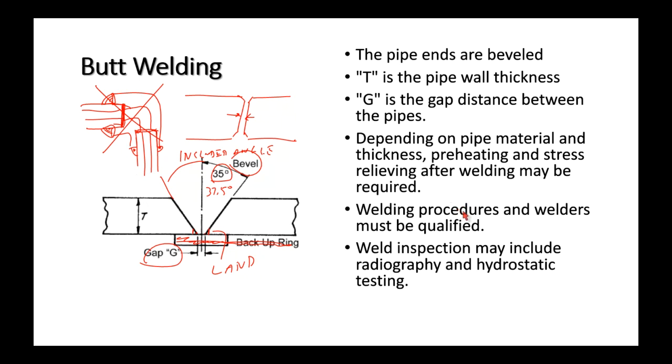Hello, we're back. One other thing on the slide here, talk about pipe materials, pipe thickness. Depending upon what kind of material and depending on the thickness, we might have to preheat the material. And we might have to do post-weld heat treatment, which is sometimes called stress relieving, but they're not exactly the same thing. But post-weld heat treatment and preheating are both ways that we try to prevent martensite formation.